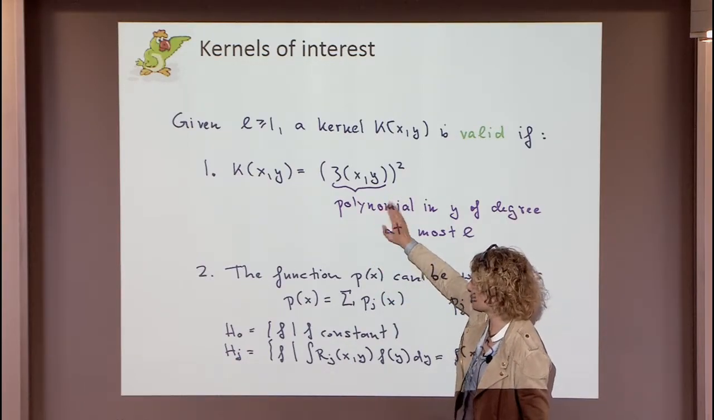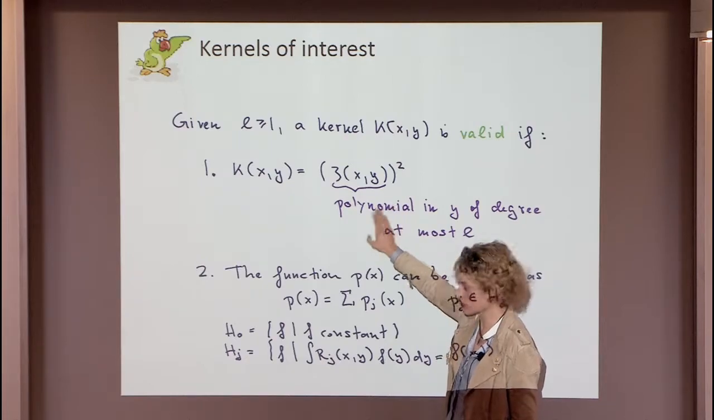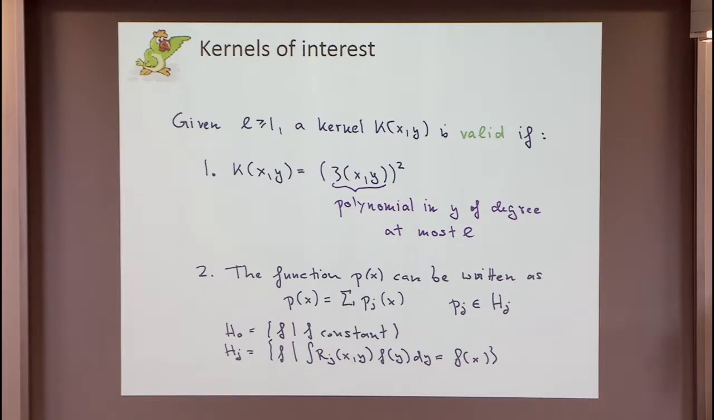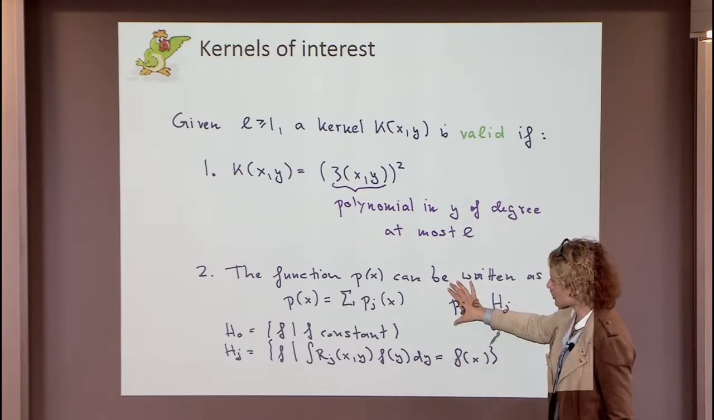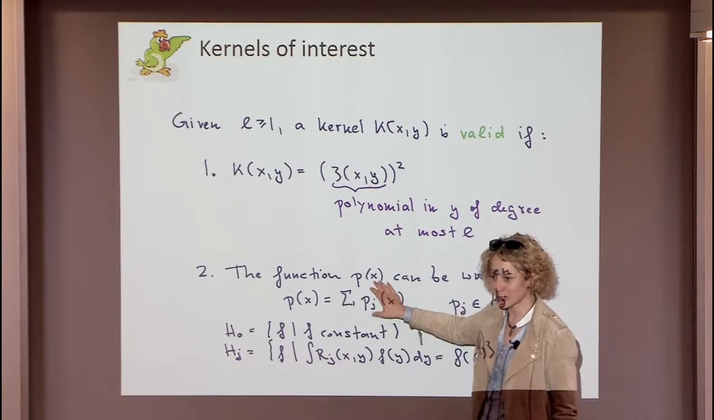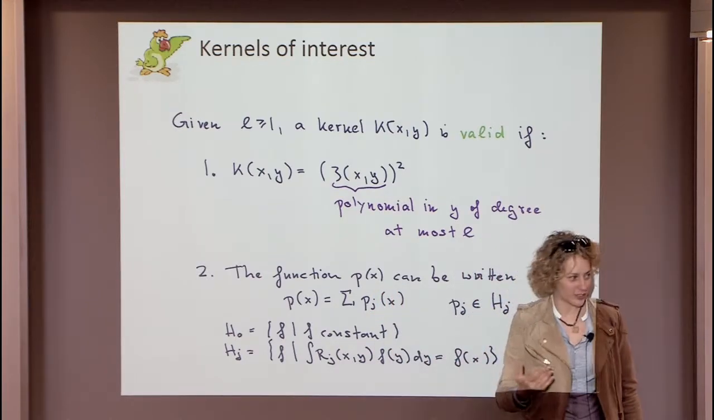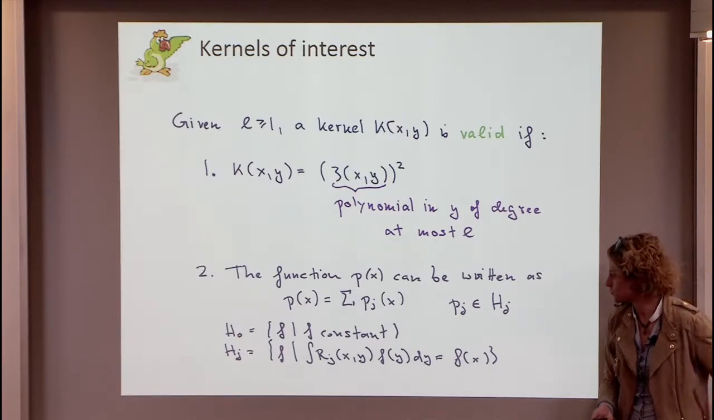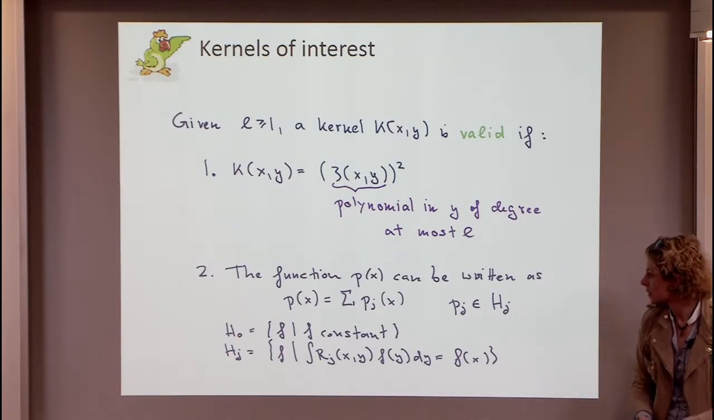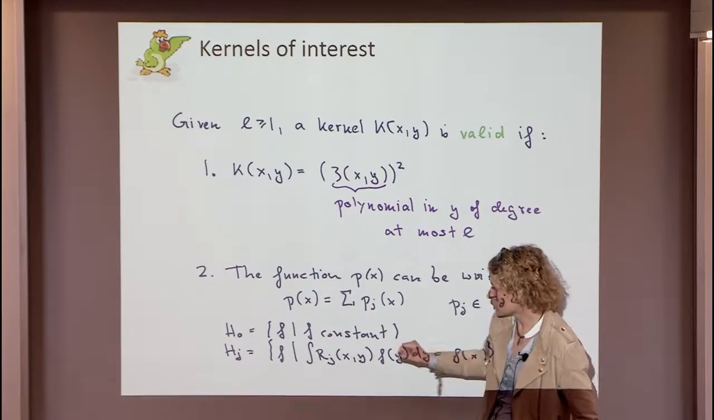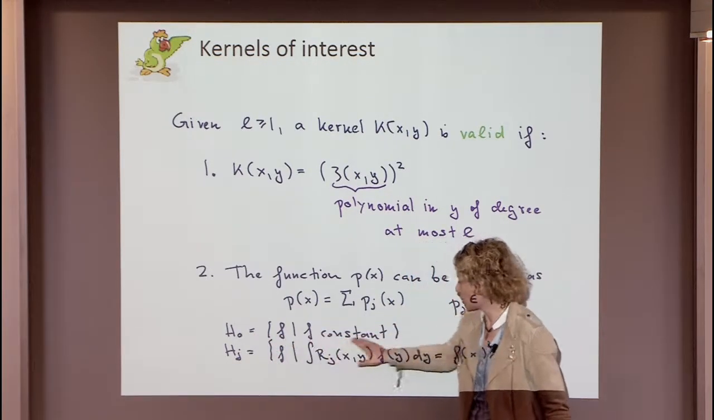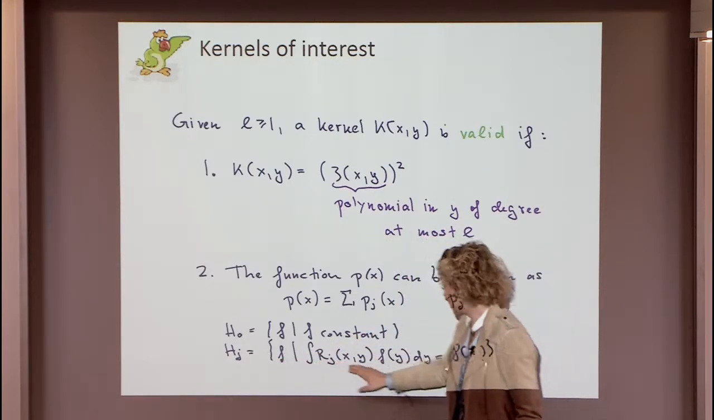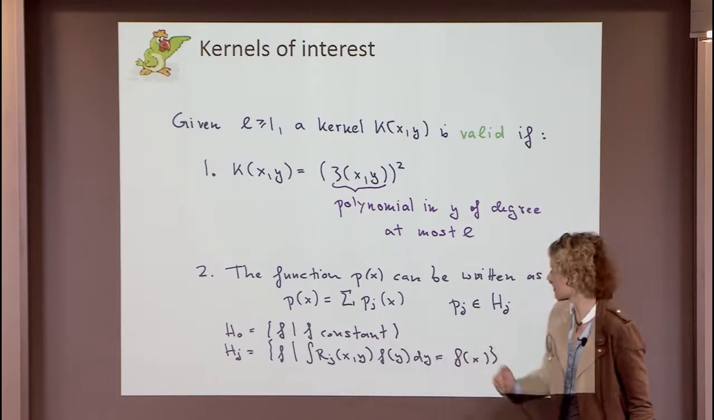Later, when I optimize over kernels, I'll make this more specific, but for the moment just think about this condition. Condition 2 is just to ensure that I can write the polynomial of interest in terms of functions in which the kernel is also diagonal. I will assume some notation here. H_0 I will call the space of constant functions. And H_j will be the space that I had just defined, where these R_j's come from the kernel.